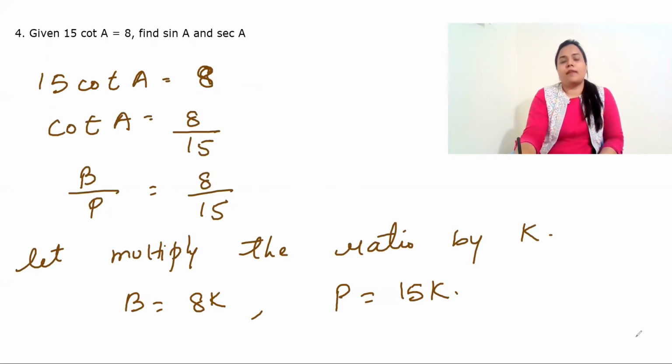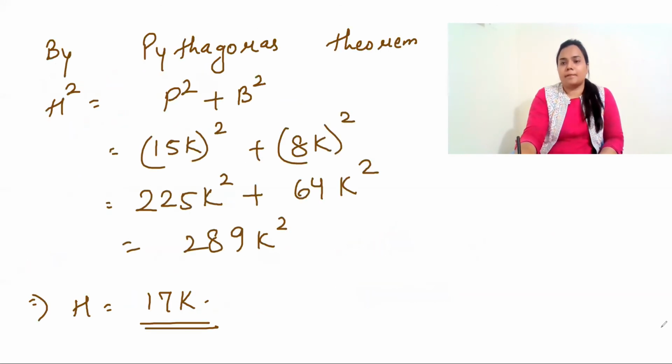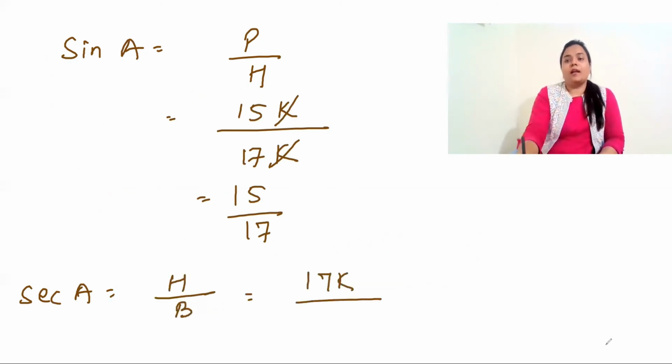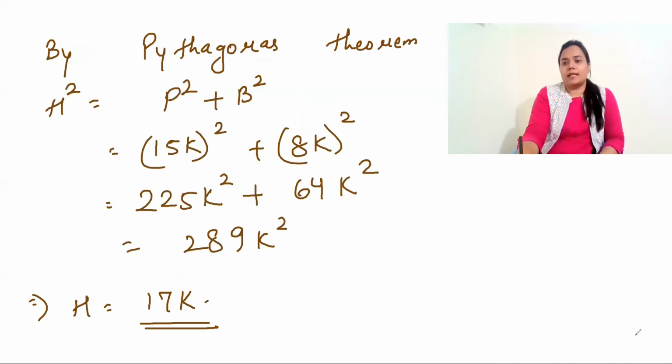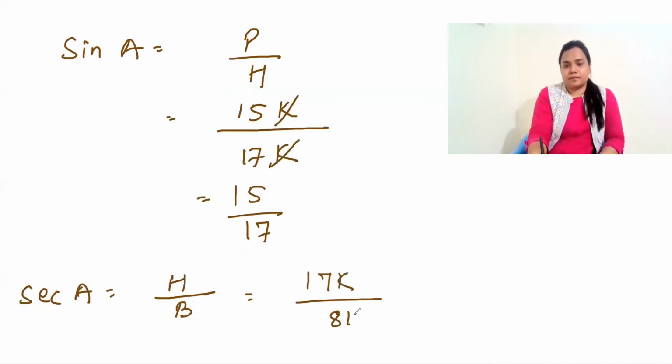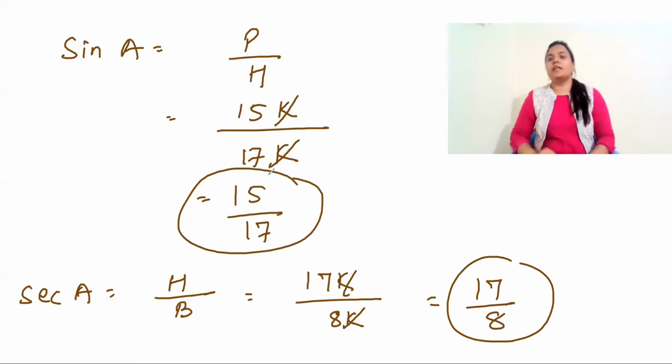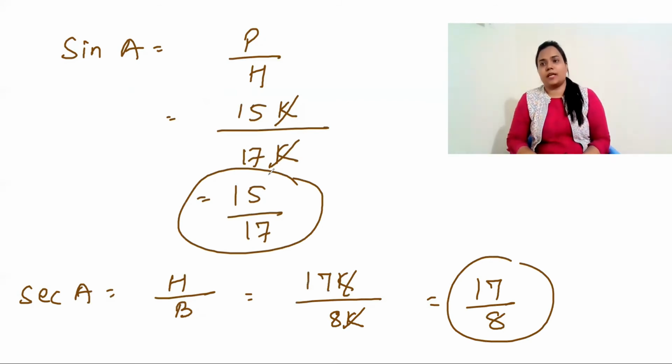The next thing that we have to find is sec A. Sec A is just the reverse of cos A. Cos is B by H. So sec will be H by B. H is 17K and B is 8K. K and K cancel. The answer is 17 by 8. So sine A is 15 by 17 and sec A is 17 by 8.